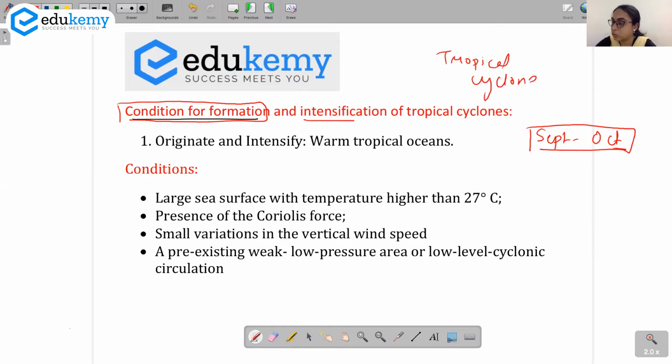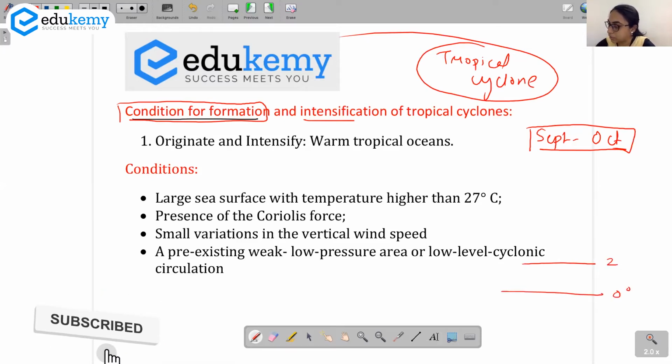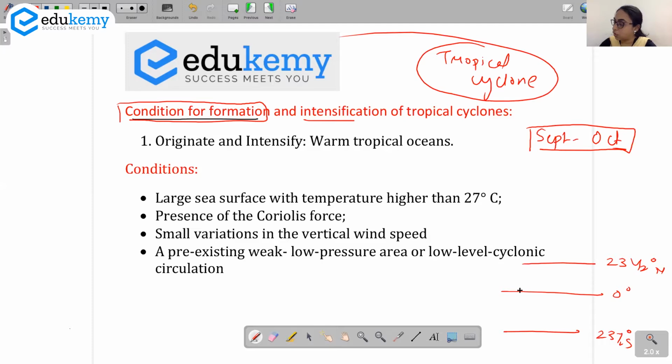Tropical cyclones are those cyclones which are found in the tropical region. So if this is the equator and this is 23.5 degree north and 23.5 degree south, you will not see the cyclone at the equator. We will see the reason why, and you will see cyclone in the tropical waters, that is between the tropics. Between the tropics we will see tropical cyclone, and they originate over the warm oceans in the late summers.